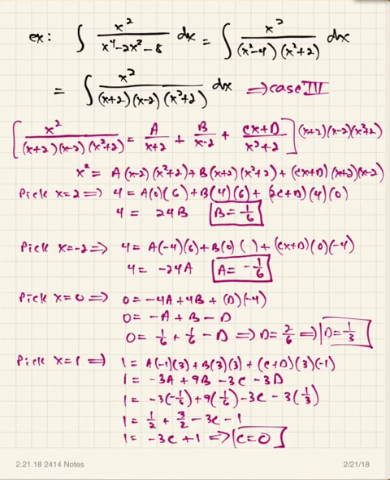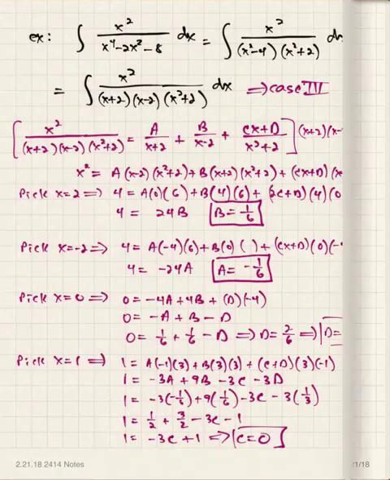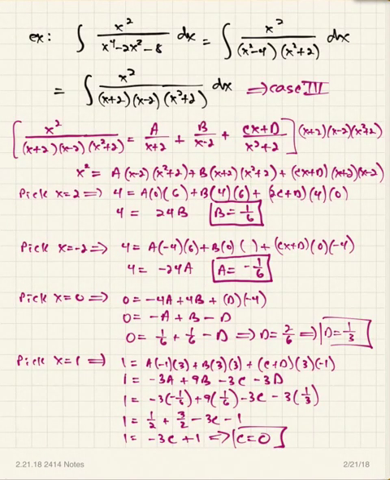You've got that the integral becomes, and let me back up here again real quick. That's A over x plus 2. So that's negative 1/6 over x plus 2 plus 1/6 over x minus 2 plus 1/3 over x squared plus 2.